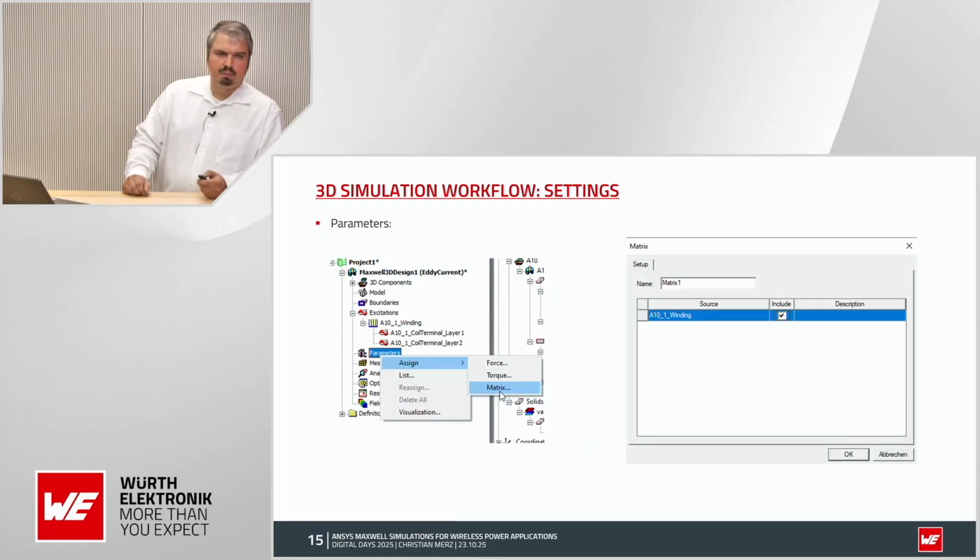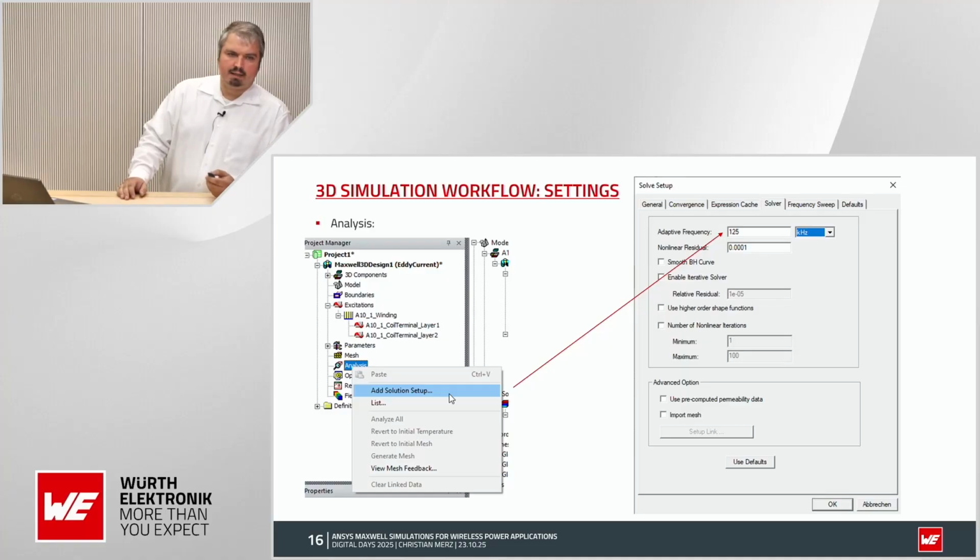The next step would be in the parameters field. We have to just assign the impedance matrix. So as you can see here, you right click on parameters, then choose assign, and then matrix. And you just have to activate the check mark, and that's all in this area.